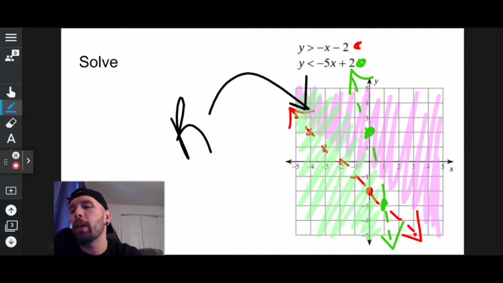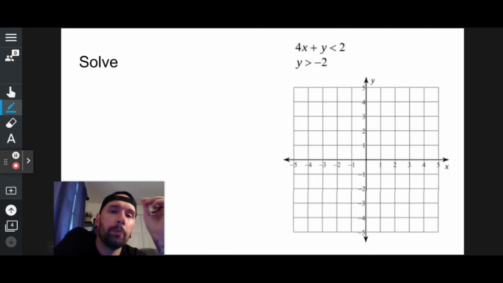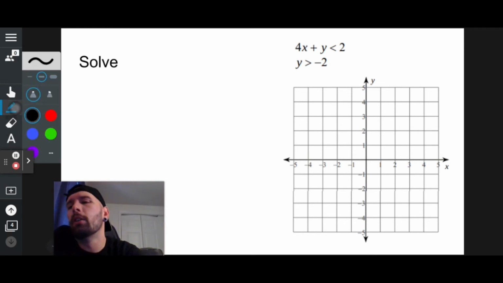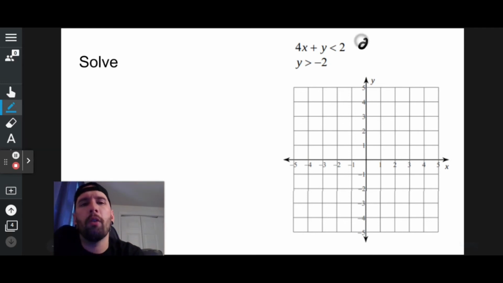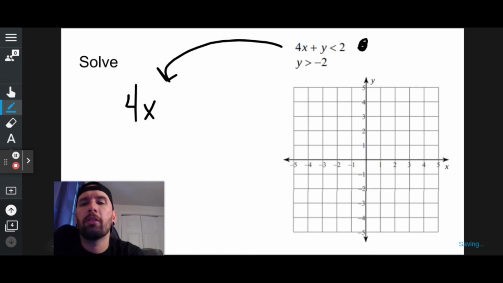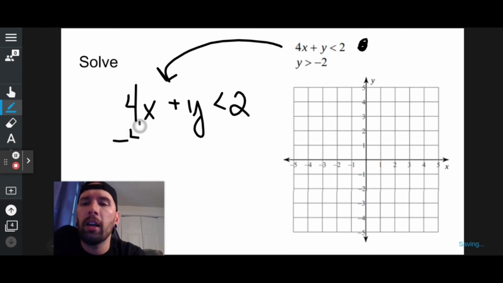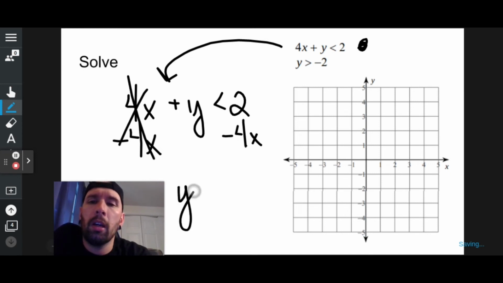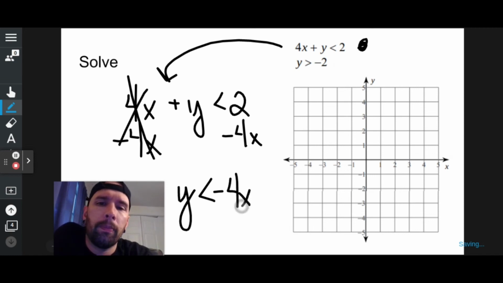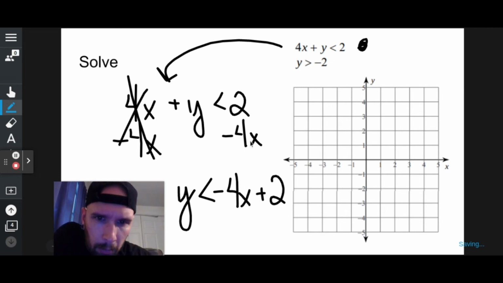Okay, now let's do that last one. So I see y is not solved for y. So let's solve for y. So 4x plus y is less than 2. Is y all by itself? No. Subtract 4x from both sides. No flipping of the signs. I'm going to write it out so that it's in slope-intercept form. So the negative 4x comes first, and since that's positive 2, I'm going to add 2.